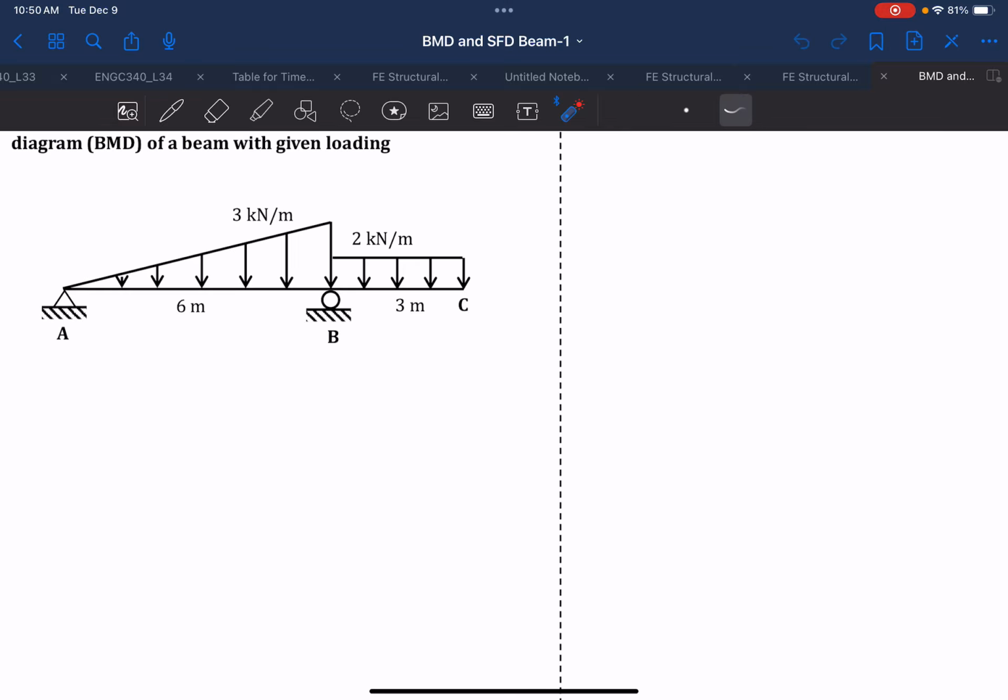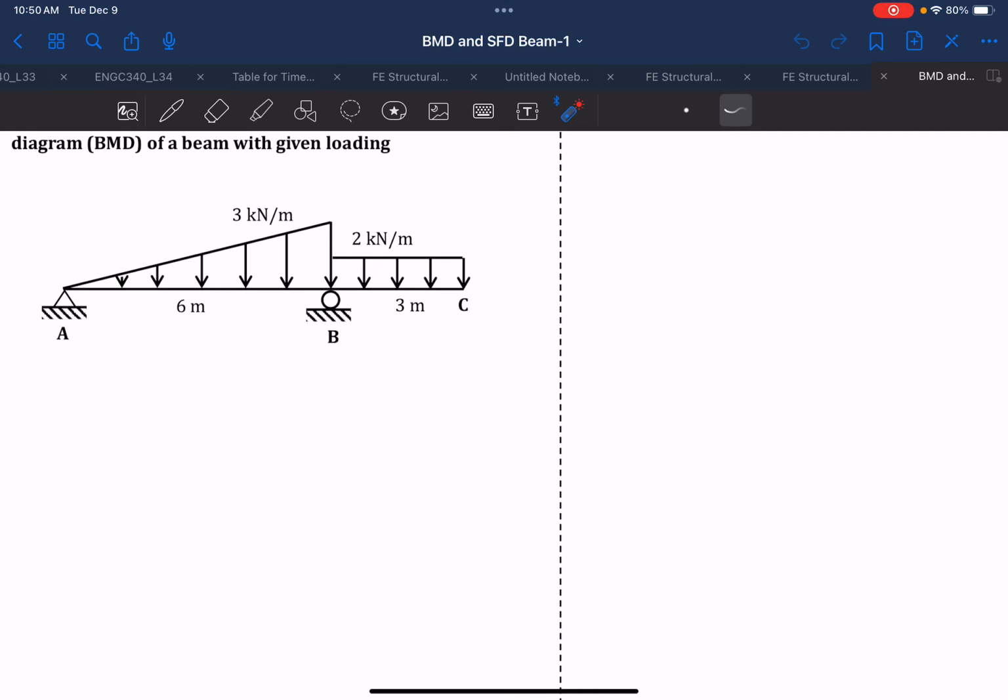So in this, we have two types of loading. One loading is a linearly increasing load, and then we also have a uniformly distributed load of 2 kilonewton per meter. So from A to B, we have a linearly increasing load with the maximum load at B of 3 kilonewton per meter, and then we have a uniformly distributed load from B to C.